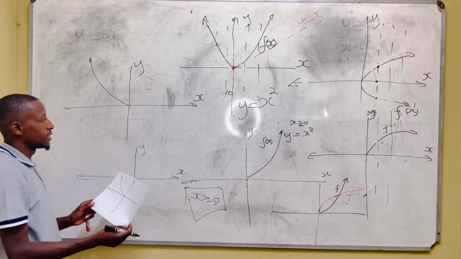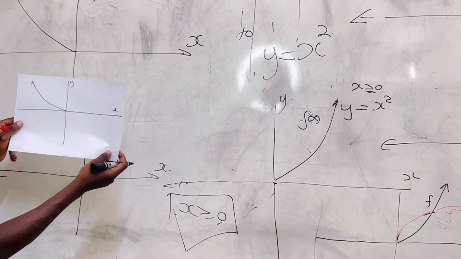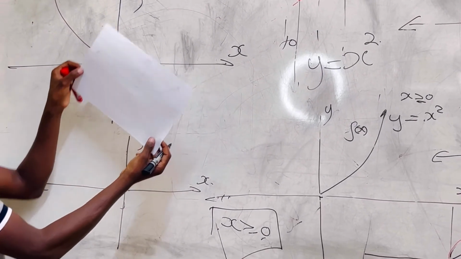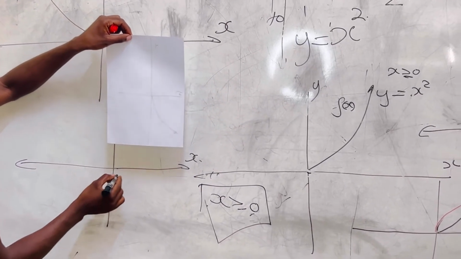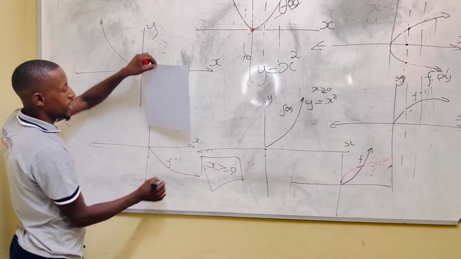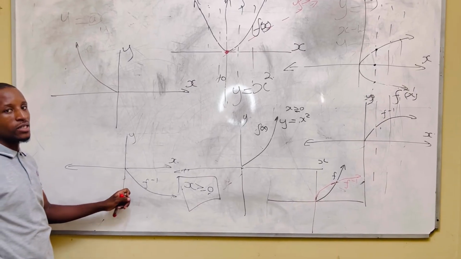So this is our original function. In order for you to get its inverse, you're going to turn your paper like this and tilt it to the right. In this way, the shape that you're going to get is this shape. So this will be the shape of the inverse. So that's how you draw the inverse.